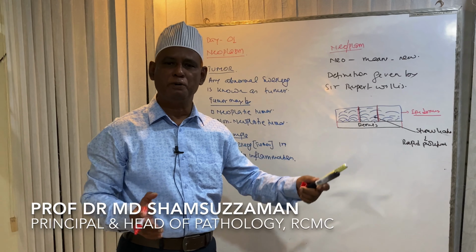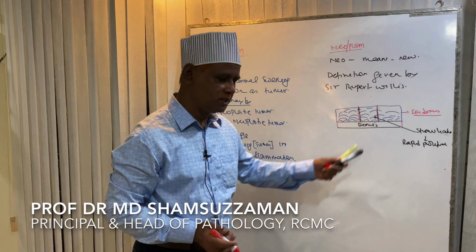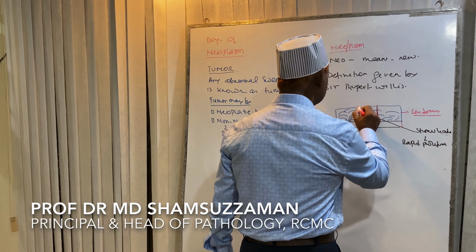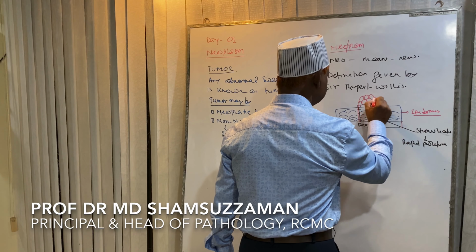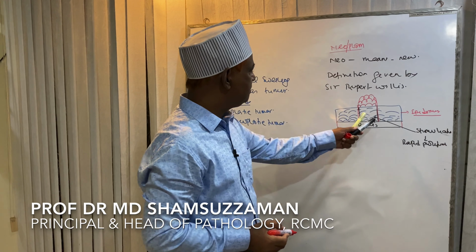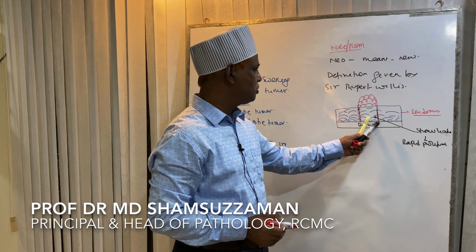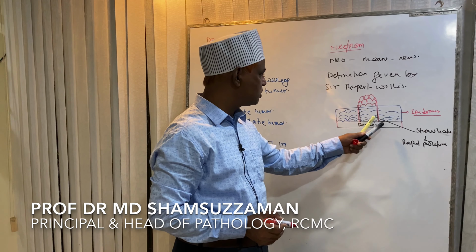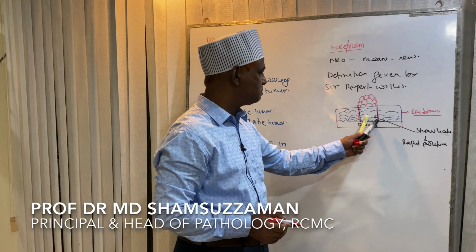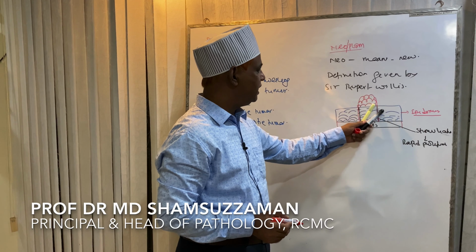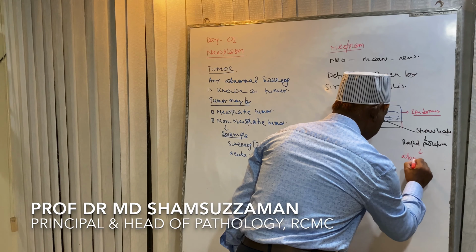Due to rapid proliferation of cells in this part of the epidermis, there will be formation of an abnormal mass. Again, if this part of the epidermis is stimulated, there will be rapid proliferation of the cells in this part, and due to this, there will be formation of an abnormal mass.